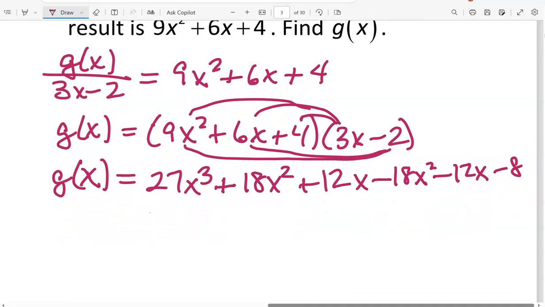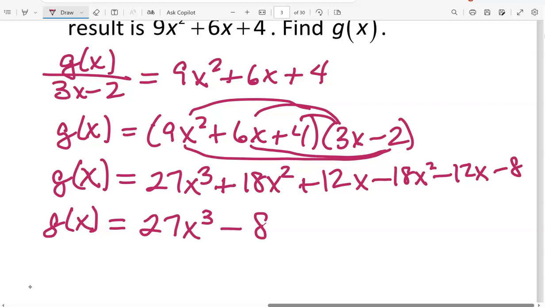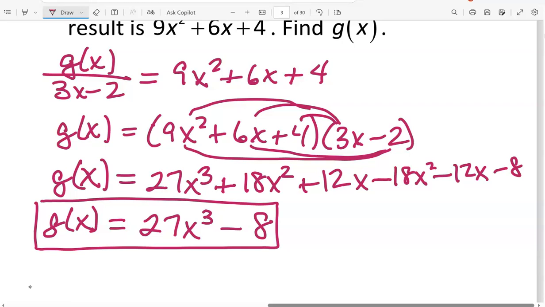You may also want to explore the box method as a way to multiply in a more organized way, I guess. 27x cubed plus, and then I have 18x squared minus 18x squared is 0. 12x minus 12x is also 0, and then that result is minus 8. So g of x is equal to 27x cubed minus 8 when we combine our like terms together.